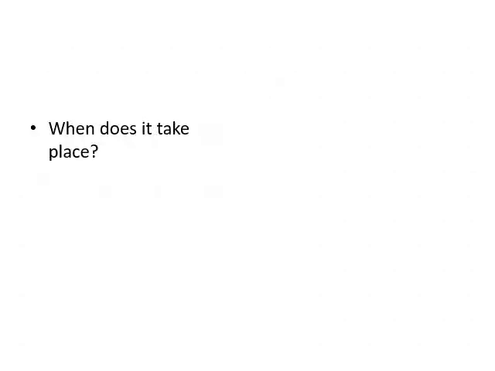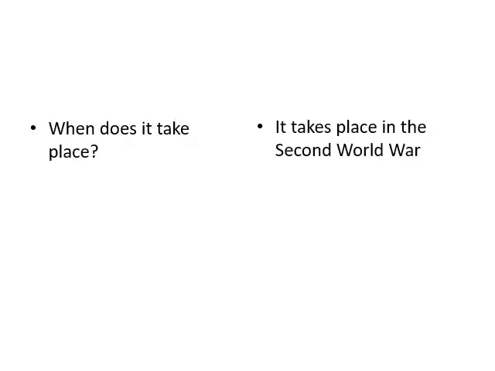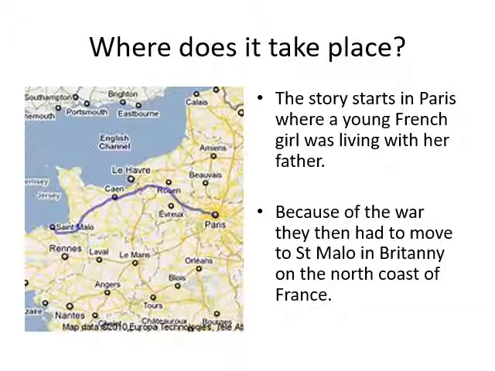When does it take place? The story takes place in the Second World War, between 1940 and 1945. Where does it take place? The story starts in Paris, where a young French girl was living with her father. Because of the war, they then had to move to Saint-Malo in Brittany on the north coast of France. You can see those two places in the map.